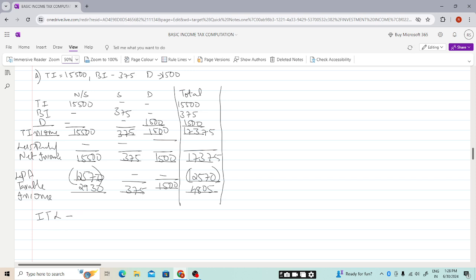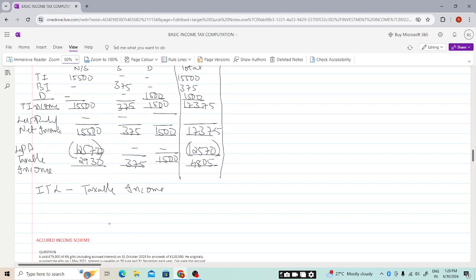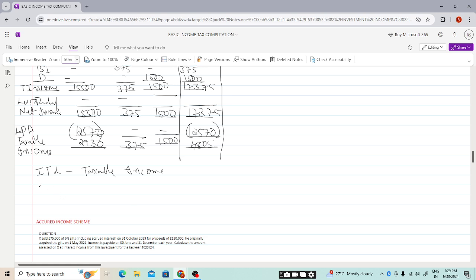Now we will be calculating the income tax liability. Income tax liability is calculated on the taxable income. First we need to calculate the income tax for non-saving income. Non-saving income is 2,930. It is within the basic rate limit, so at 20%, which is 586.